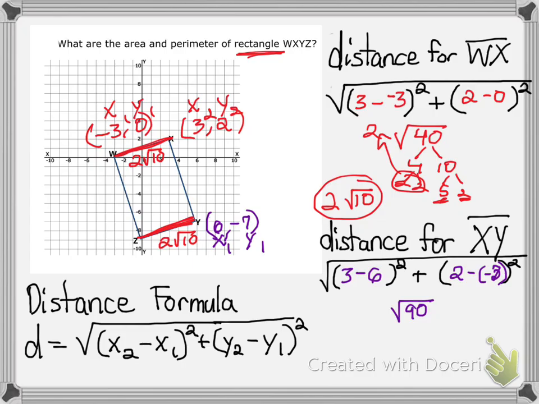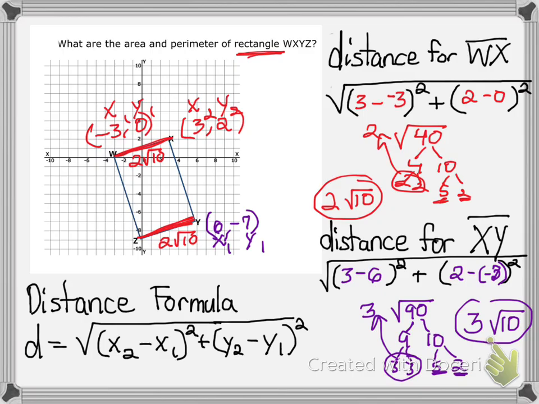All right. That's not a perfect square, so I'm going to break it down to be 9 times 10. And we know 9 is 3 times 3. 10 is 5 times 2. For every pair, you take one out. I have a pair of 3s, so I'm taking out a 3, and my leftovers are 5 and 2. So under my radical, I'm going to have 10, and in front, I'll have 3. So it'll be 3 square root of 10 for my other 2 sides of my rectangle.